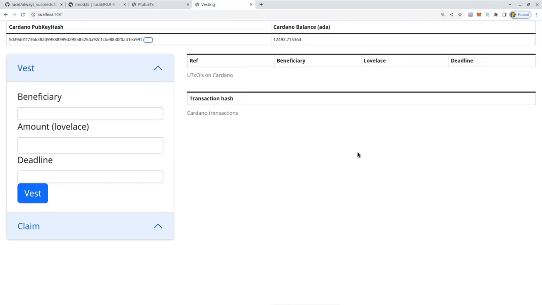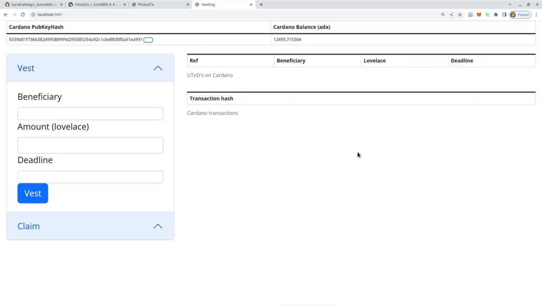And after that, we talked about parameterized scripts, scripts that depend on one or more parameters. Then we switched to off-chain code. So we saw how one can write a DApp using Lucid to interact with the vesting contract we defined before.